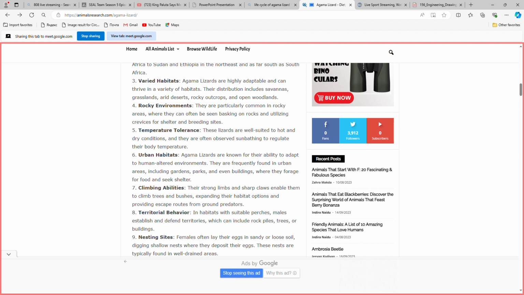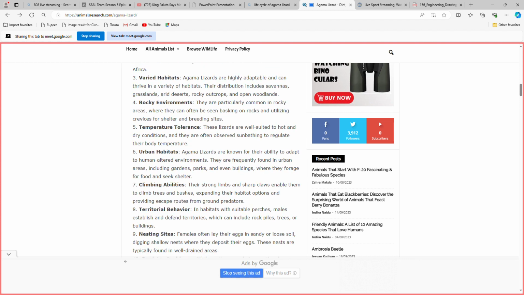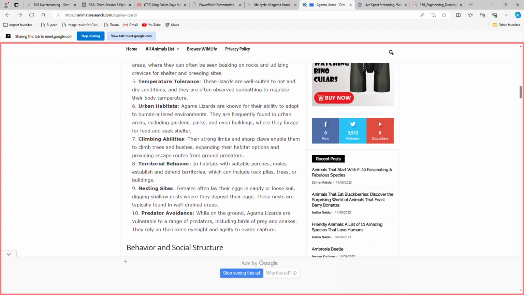And also nesting site. The females often lay their eggs in sandy or loose soil. We see sandy or loose soil, a dry soil, okay, digging shallow nests where they deposit their eggs. These nests are typically found in well-drained areas. In well-drained what? Areas. So that is also where they lay their eggs.